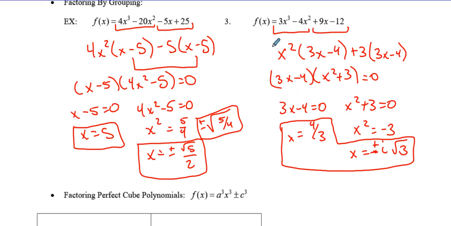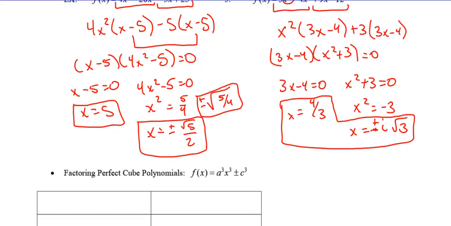Okay, so here are your solutions for number 3. I have 4/3 and plus minus i root 3. So again, in this case, we have 1 real and 2 imaginaries for a grand total of 3 solutions.